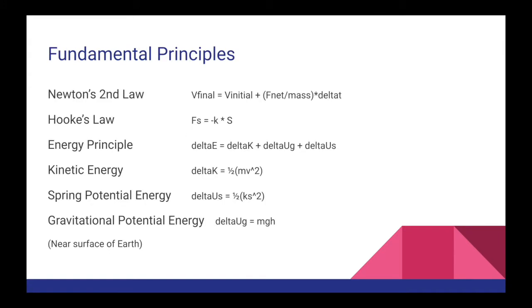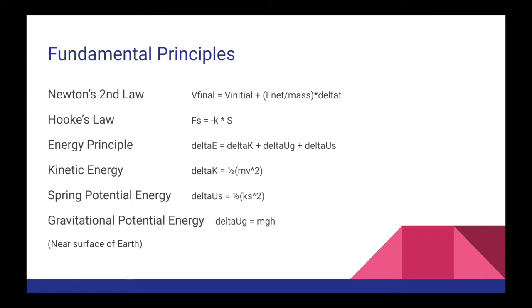Before we get into the actual lab, we need to understand some fundamental principles. The first of which being Newton's second law, which is seen here as velocity final is equal to velocity initial plus F net divided by mass multiplied by the change in time. Hooke's law is seen as the force of the spring is equal to the negative spring stiffness, represented by K, times the length of the spring, seen as S.